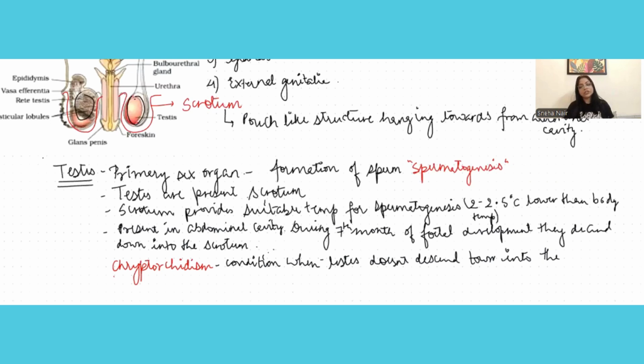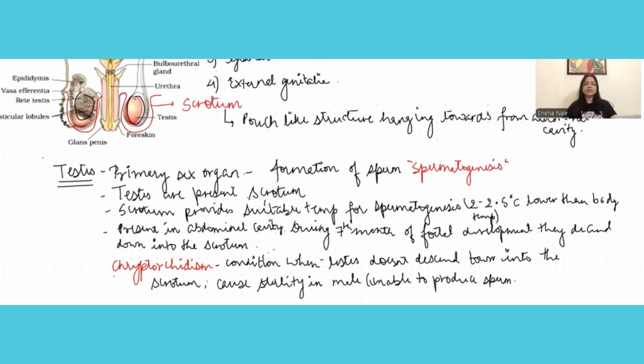And what will this lead to? This will lead to sterility in males. That is, the male will not be able to produce sperm and they will be sterile. They will not be able to reproduce. So this causes sterility in males, that means they are unable to produce sperm.